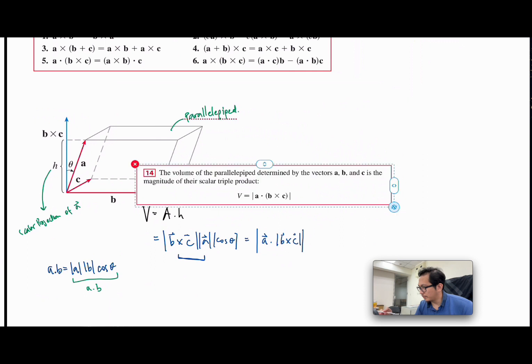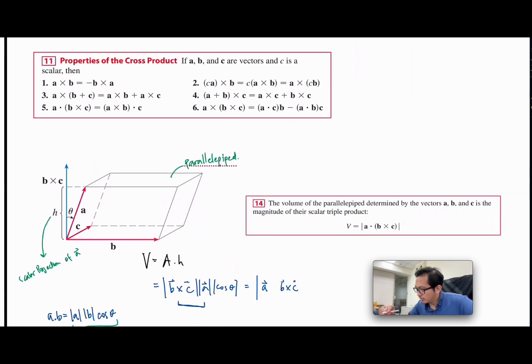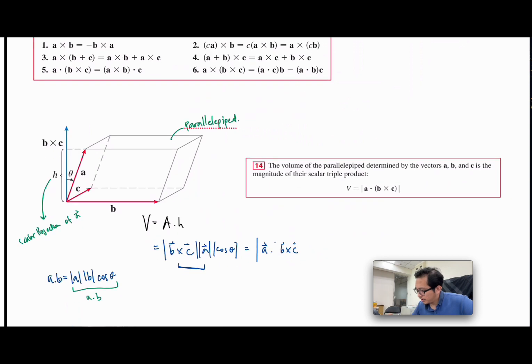By taking the cross product as the area of the parallelogram, and then we convert into the dot product. Okay. I think this should be dot with that. Okay. To avoid a mistake.